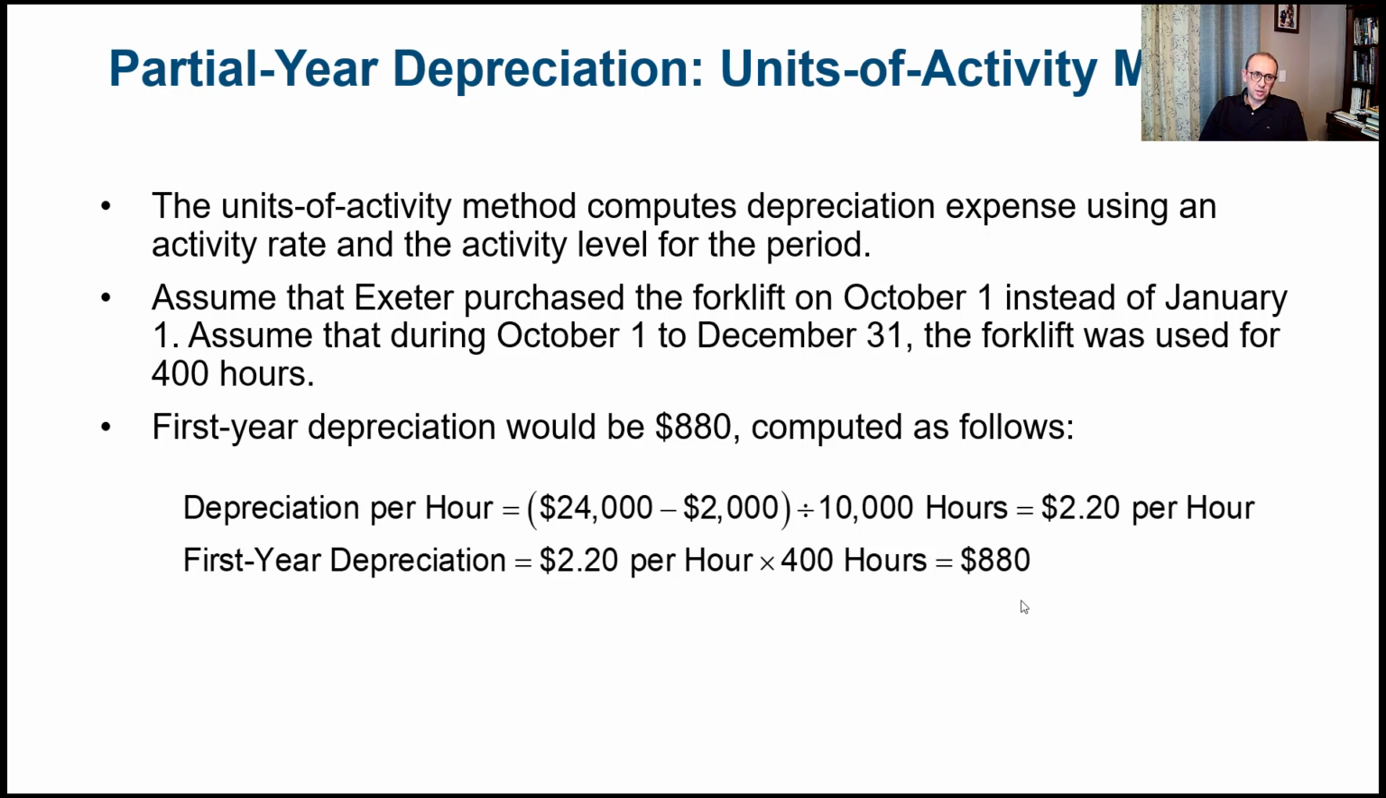So in this case, it's easy. We're going to calculate the depreciation rate per hour first, which is, again, the $24,000 minus the residual value of $2,000 divided by the expected number of hours to be used for that forklift, which are 10,000 hours. So that would give us a rate of 2.2. So we take the 2.2 multiplied by 400 hours that were used during the 3 months, starting October until December 31st, and that would be 880. So again, you can see here, we just got the rate as we've done before, and we multiply it by the number of units or the number of hours that has been used.